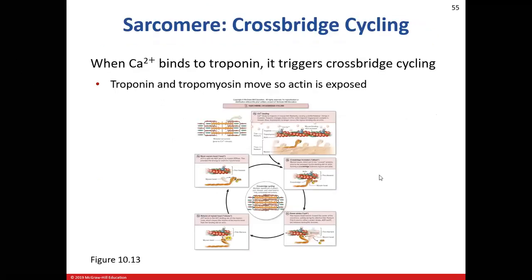So this leads us into one of the last phases of this process, called the cross-bridge cycle. As calcium binds to troponin, troponin, a protein, goes through a shape change. As it changes shape, it causes the tropomyosin to shift off of the myosin binding sites of the actin molecule.